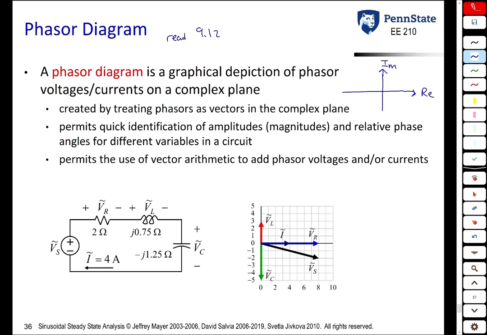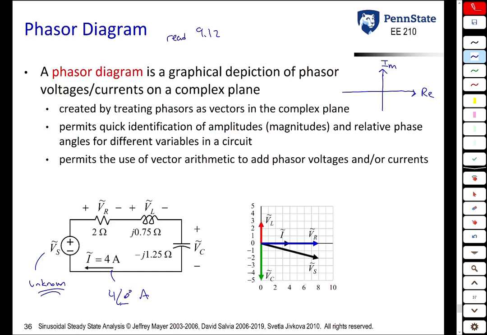And because we are representing these voltage and current phasors as vectors, we can use vector arithmetic if we wanted to add things together. Let's illustrate this with a simple example here, and then we'll do another example on the next page. Suppose you have a resistor, capacitor, inductor all in series with some voltage source Vs, and this is unknown at this point. But suppose we know that the current has a phasor of 4 amps. So this is 4 at an angle of 0 degrees amps.